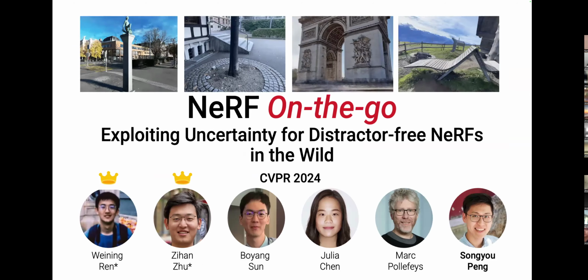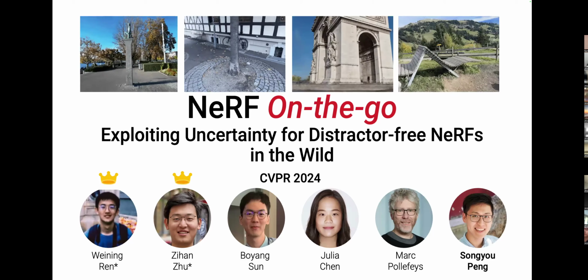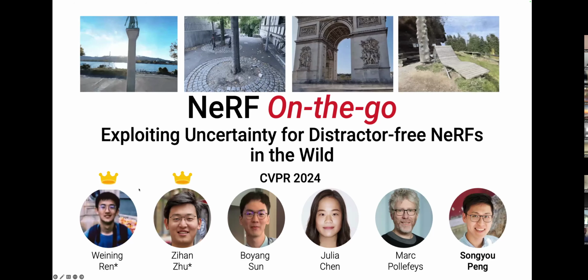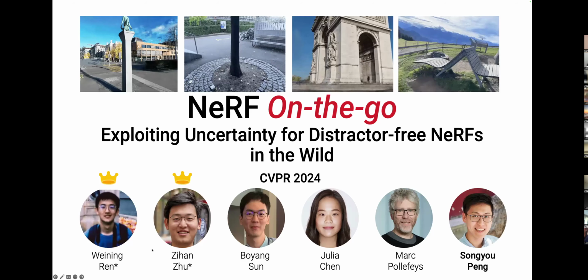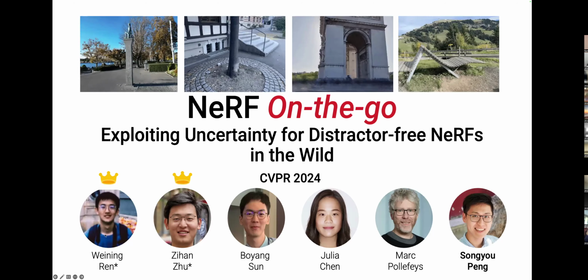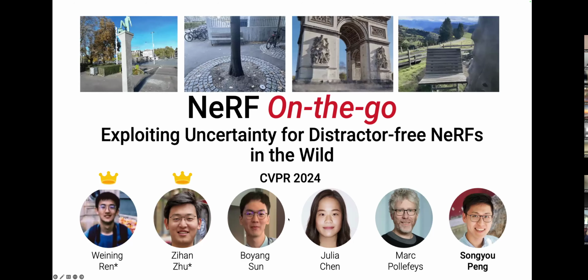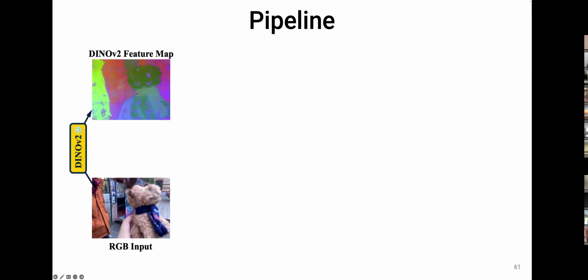That basically comes to the work from last year's CVPR. Actually, it was led by two master students. Wei Ning was doing his master thesis, Zhihan was doing his semester project, and we managed to get a nice paper out. The pipeline is as follows, and it's very simple. Given the RGB image as input, we pass it through DINOv2 and extract a DINO feature map.